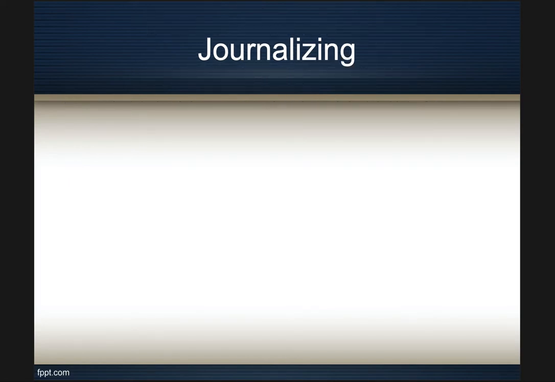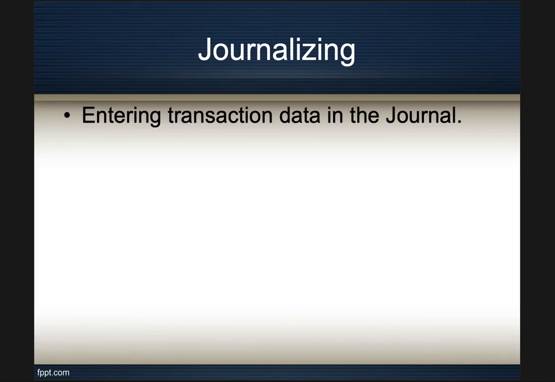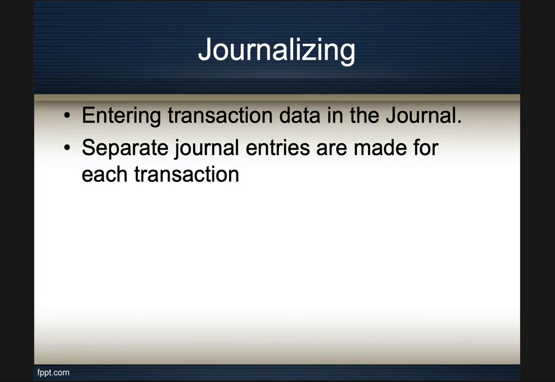So the process of entering transactions in a journal is what we call journalizing. Separate journal entries are made for each transaction. What does it mean? Let's say today you purchased equipment worth 5,000 pesos. You have to record that transaction that you purchased equipment. So what are the accounts affected? Using our knowledge, you have cash and equipment if you purchase that for cash.